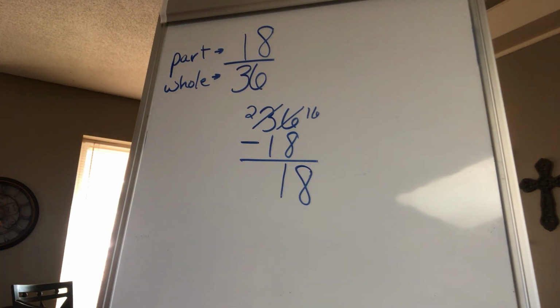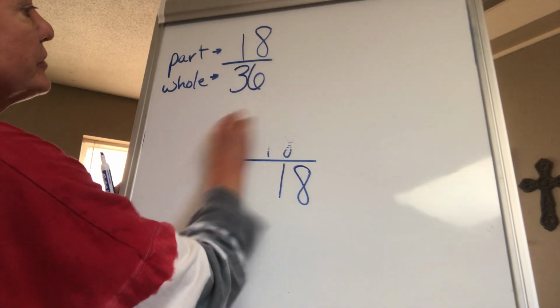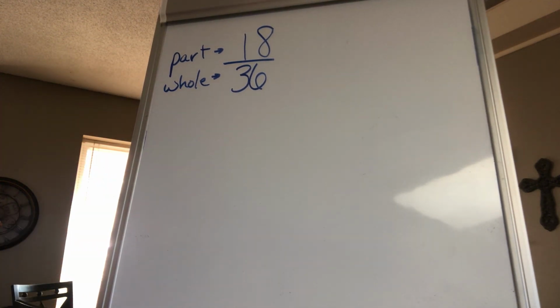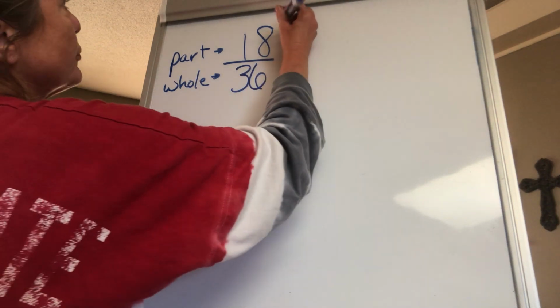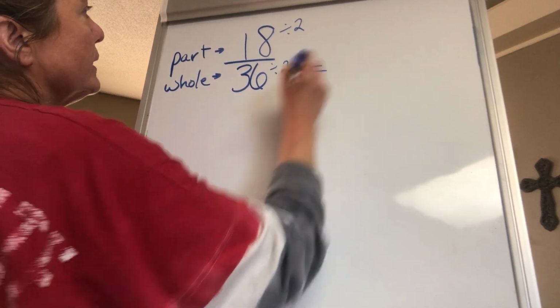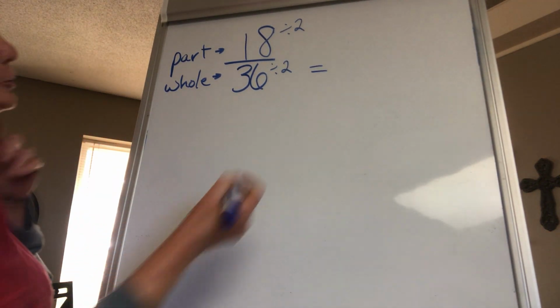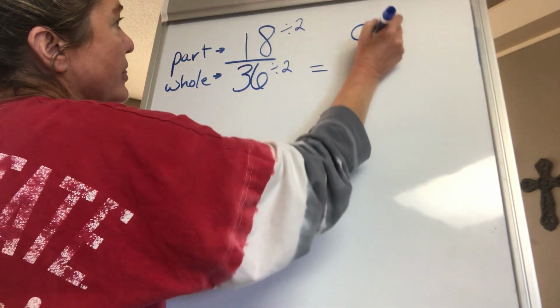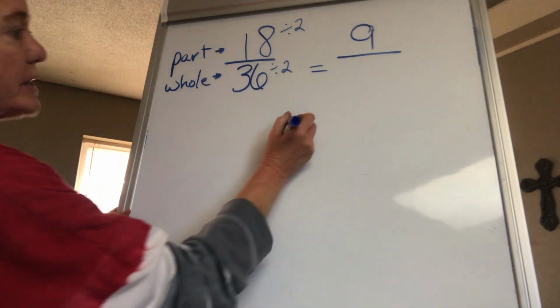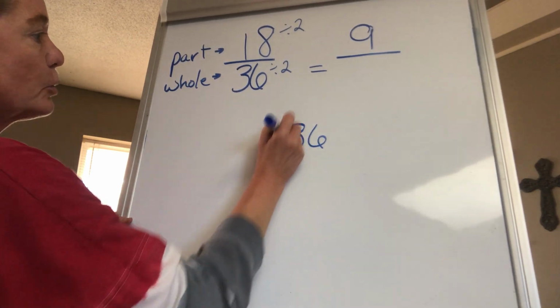Okay, and then we need to see if there's anything that we can use to simplify that. Is there anything that'll go into 18 and 36? Let's see what happens if we divide them both by 2. Okay, 18 divided by 2, we know that one from mental math. That's 9. And then 36 divided by 2, that's a little bigger, so let's go ahead and work that one out.